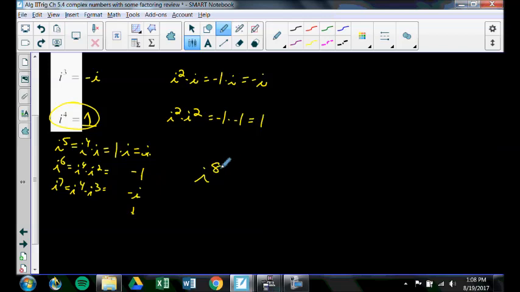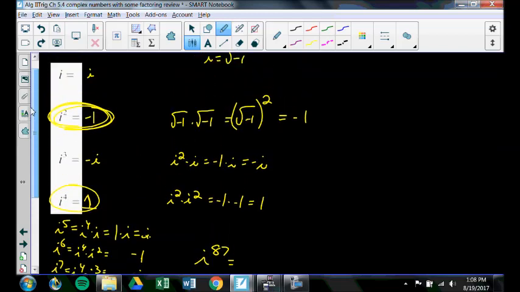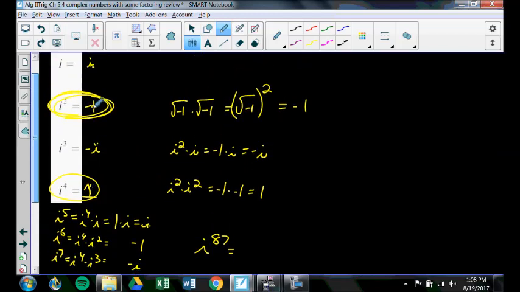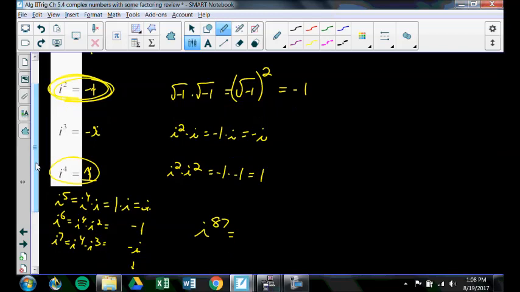to where if I had something like i to the 87th, well, I could just count out how many groups of 4 it takes to get to 87. I don't want to count out all the way to 87, but I know at 84, that's 21 groups of 4. So i to the 84th is the same as i to the 4th, because we're counting in groups of 4 now. So i to the 84th is 1. So i to the 85th, 86th, 87th is i to the 3rd.